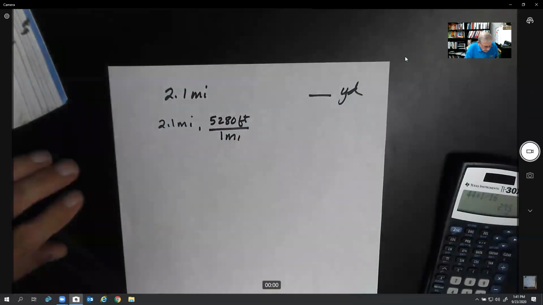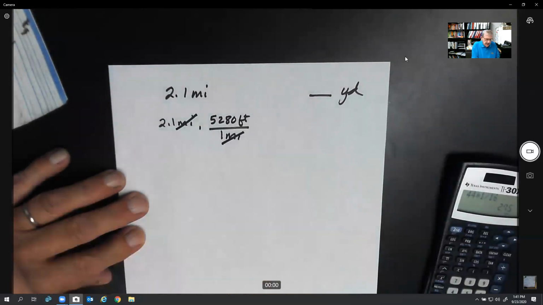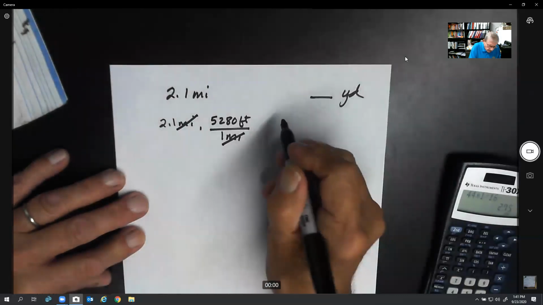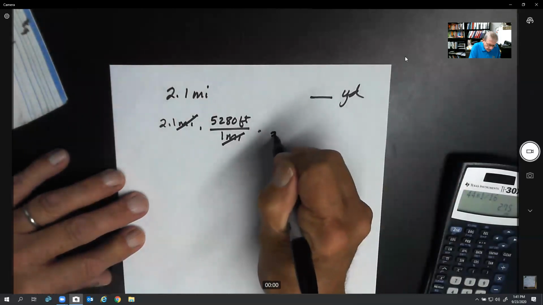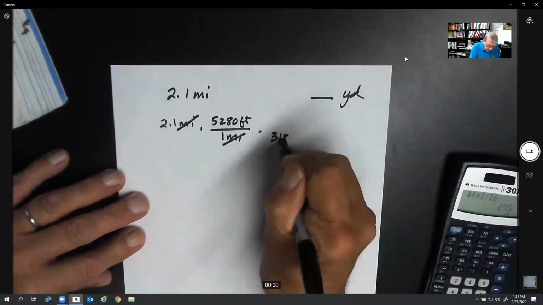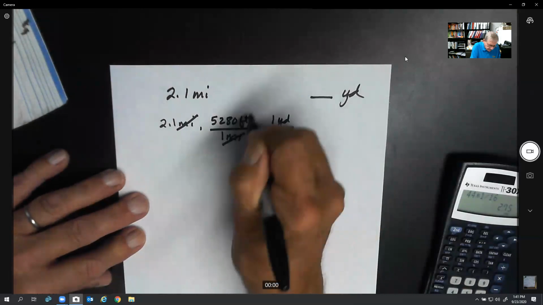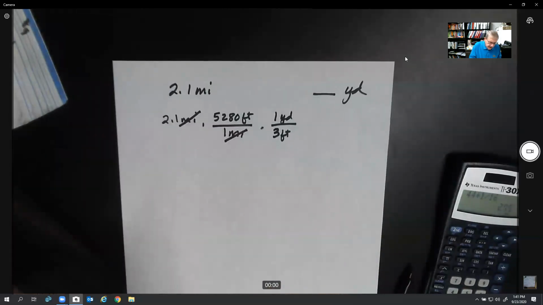So what I'm going to do is cancel out the miles with miles. That'll tell me how many feet I have. Now I want to change feet to yards. I know that 3 feet equal 1 yard. So I'll put the 3 feet diagonal, 1 yard on the top. I don't want to put yards on the bottom and feet on the top. I want the feet to cancel out feet.